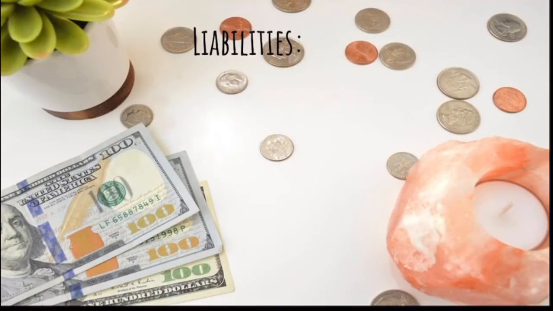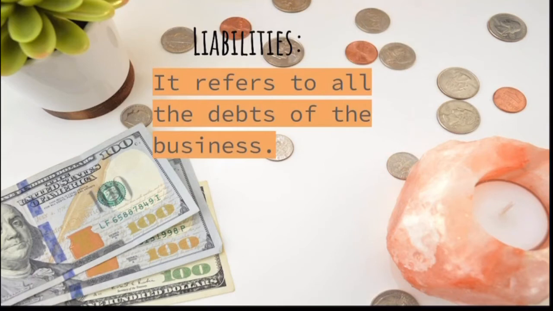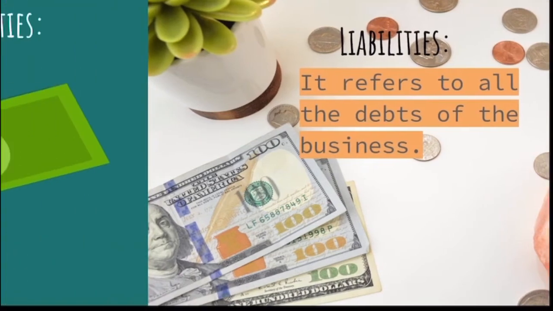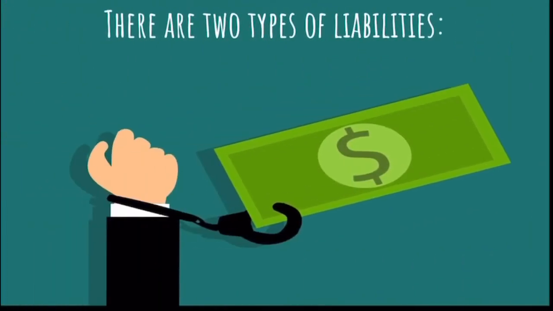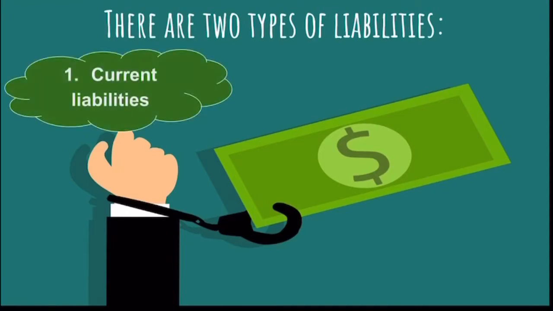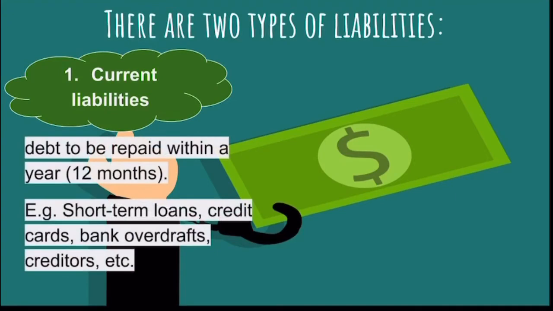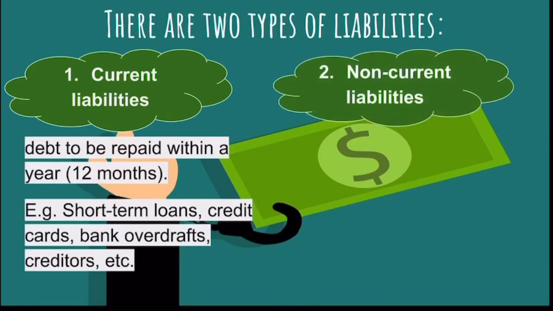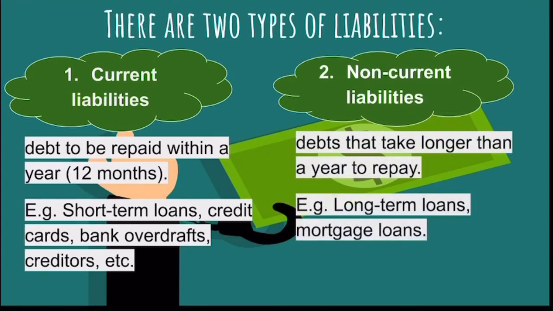Then we get liabilities. It refers to the debts of the business. There are two types of liabilities. The first one is current liability. Current liability is debt to be repaid within 12 months. Examples are short-term loans, credit cards and creditors. The second one that we get is non-current liabilities. It's debts that take longer than a year to repay. For example, long-term loans or mortgage loans.